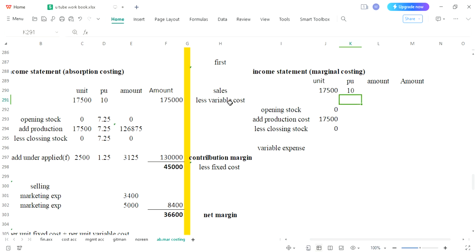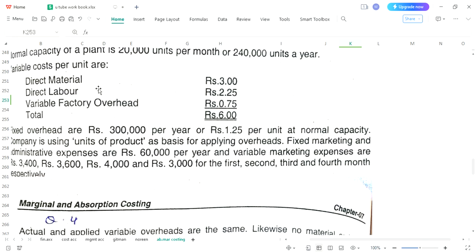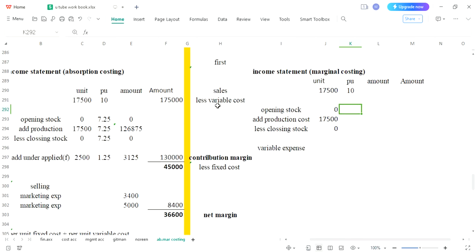Now please focus. This is the major difference between marginal and absorption costing. You need to have variable cost only. Go back to the question, and this is variable cost. Please focus. This total 6.0 is variable, and in absorption costing we had added fixed cost as well. But in marginal costing we need only variable cost, which is 6. So you can put 6 over here, and as you know, per unit cost of opening stock would be similar to per unit of production cost and closing stock. In this way, units and per unit is completed for variable cost.